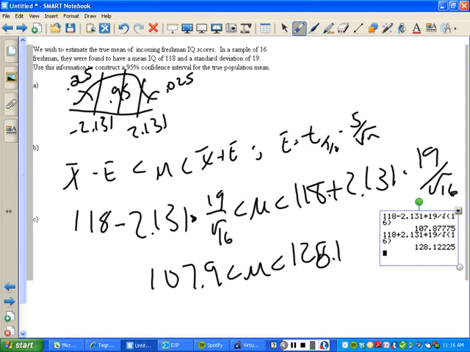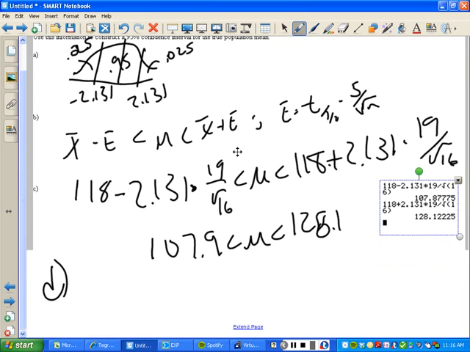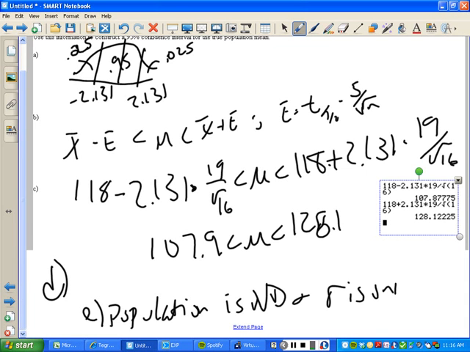Sorry. All right, I'm not going to interpret this except to tell you verbally, if we continue to take samples of size 16, we expect 95% of the sample means to be between 107.9 and 128.1. Okay. Your assumptions in this case are what? The population is normally distributed, and sigma is unknown. And that says unknown in case you can't read it.